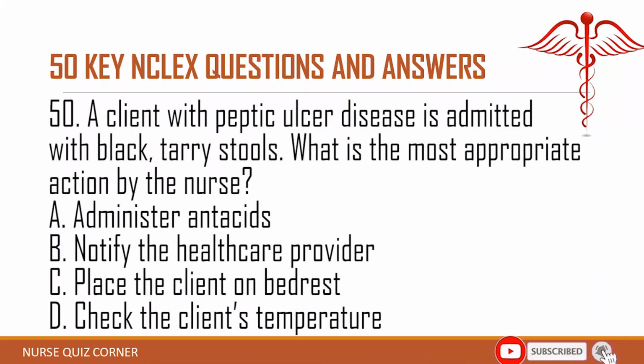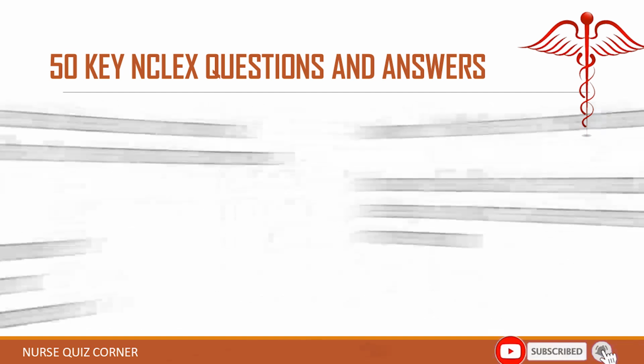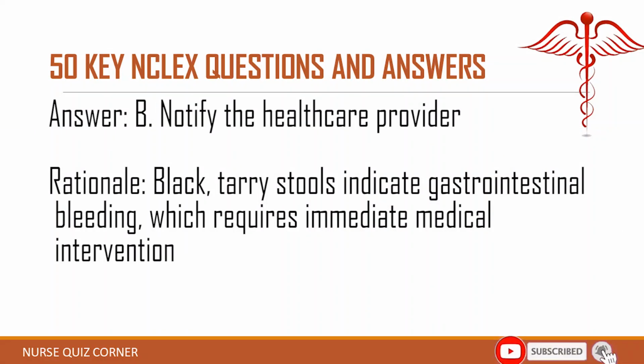50. A client with peptic ulcer disease is admitted with black, tarry stools. What is the most appropriate action by the nurse? A. Administer antacids. B. Notify the healthcare provider. C. Place the client on bed rest. D. Check the client's temperature. Answer. B. Notify the healthcare provider. Rationale. Black, tarry stools indicate gastrointestinal bleeding, which requires immediate medical intervention.